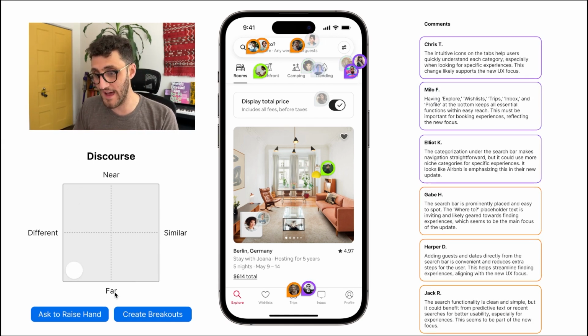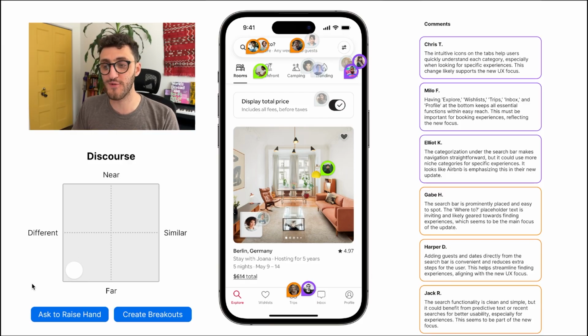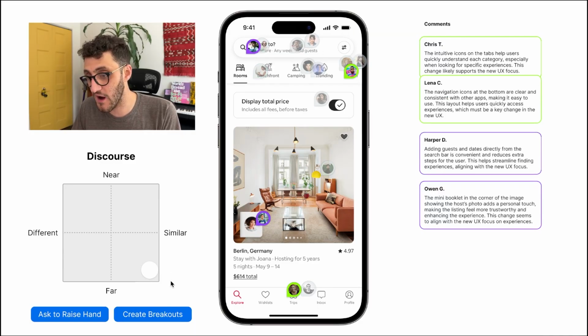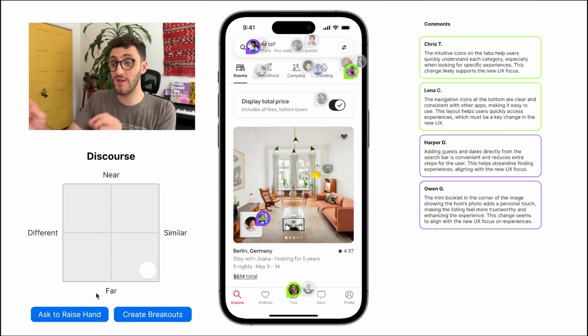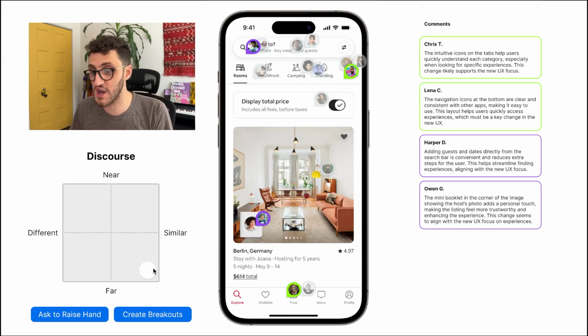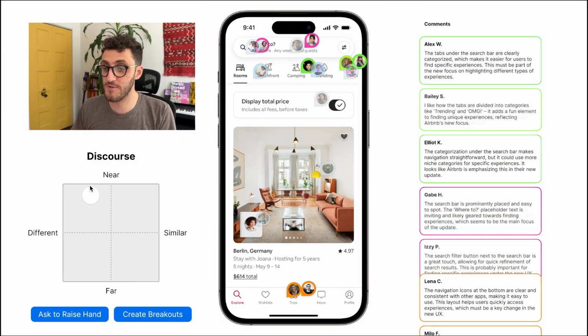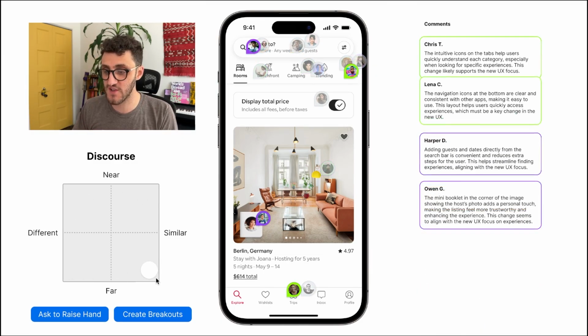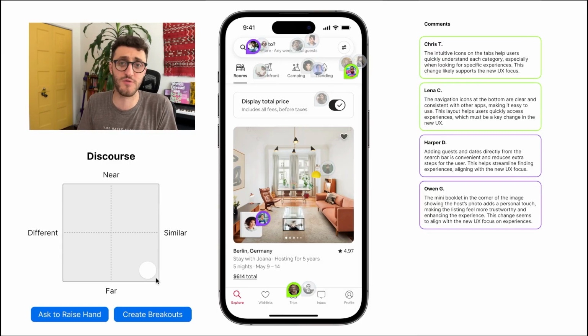At the bottom, we have far proximity and different opinions. I think this one's kind of obvious. People who tended to point at different things will likely have different reasoning. But in a similar way, a point of tension could be we are having similar opinions, but pointing at very different parts of the UI. And so the color coordination for each of these quadrants helps me facilitate conversations and create breakout rooms.